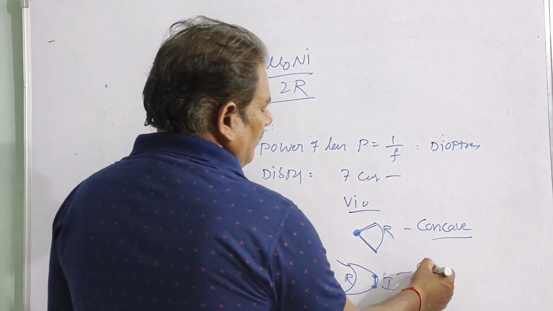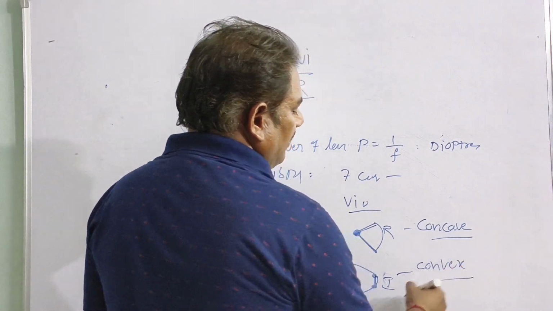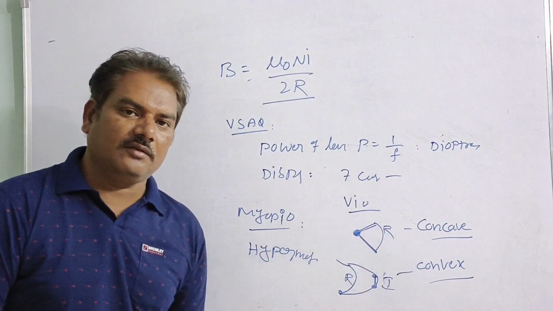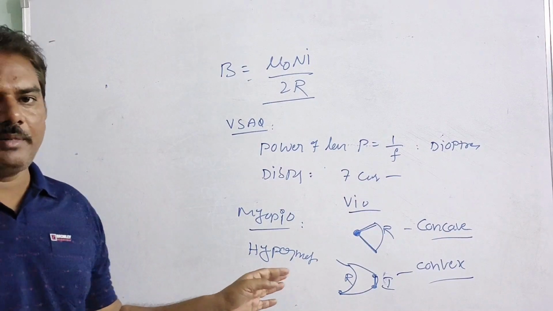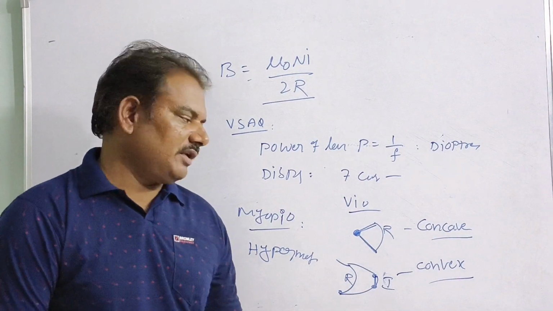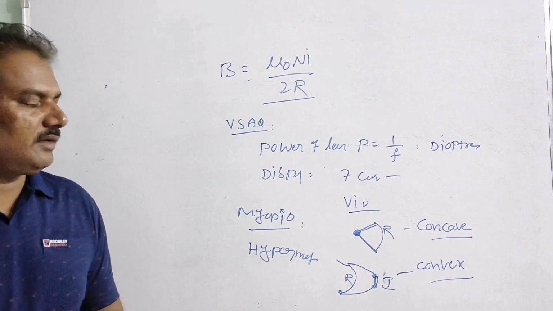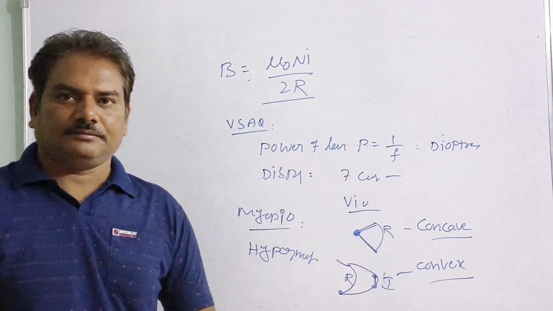This can be avoided by using convex lens. So myopia can be avoided by using concave lens, and hypermetropia can be avoided by using convex lens, that means spectacles. So these formulas.